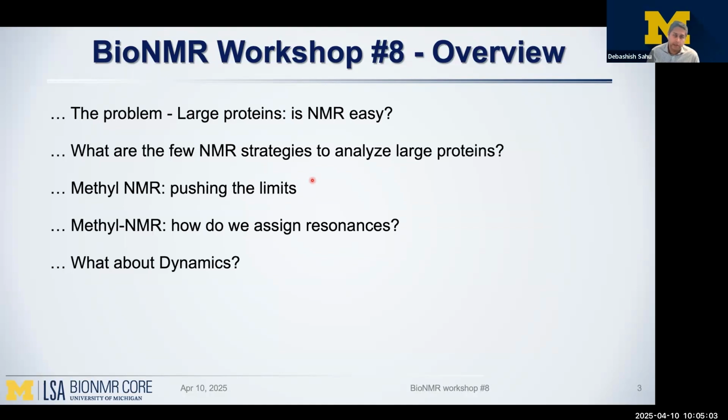The first thing we'll look at is what the problem is. With large proteins, is NMR easy for them? What are the few NMR strategies that we can use to analyze large proteins? Then we'll look into methyl-NMR, and we'll try to push the limits of NMR using the methyl-NMR technique. And then the big question is, how do we assign these signals that you see using methyl-NMR? And once we assign, can we use the assigned values to get some idea on the dynamics of things that people are interested in, especially involving biomolecules? Okay.